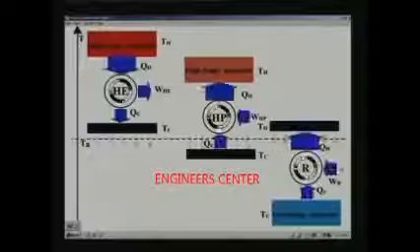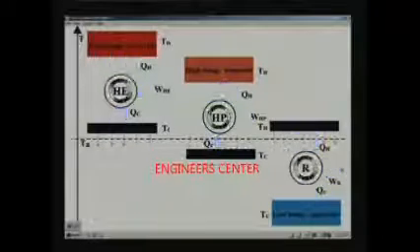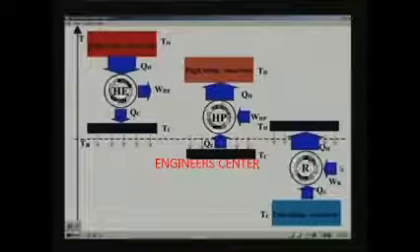This animation actually shows the temperature levels. For example, in a heat engine, the high temperature TH will be much larger than the TH of the heat pump, which is larger than the TH of a refrigerator. Similarly, the TC of the refrigerator will be much colder than the TC of the heat pump, which will be colder than the TC of a heat engine.